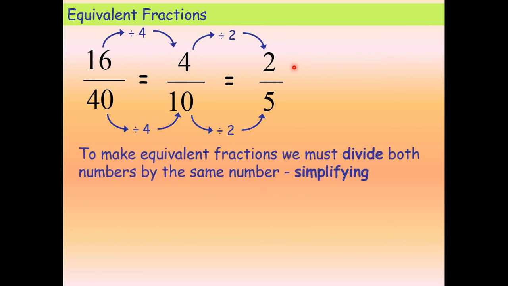16 divided by 4 is 4. 40 divided by 4 is 10. We can go further though. We can make it a bit smaller. We can't divide them by 4 anymore because 10 isn't in the 4 times table, but these are both in the 2 times table. So let's divide the top by 2 and the bottom by 2, and that gives us 2/5. And that is the smallest number we can make because there isn't a times table apart from the 1 times table that has these 2 numbers in it. To make equivalent fractions, you must divide both numbers by the same number. It simplifies them.